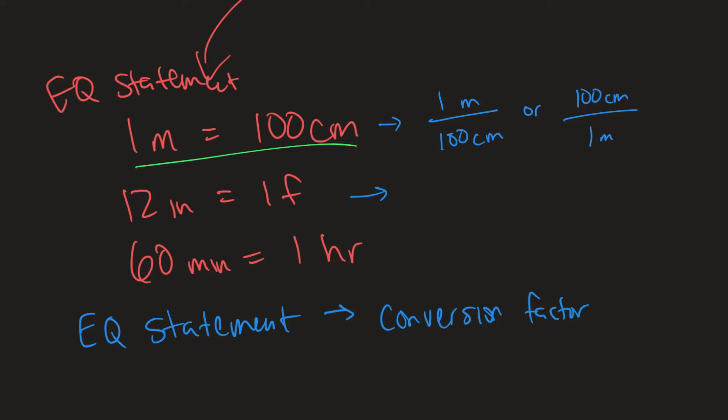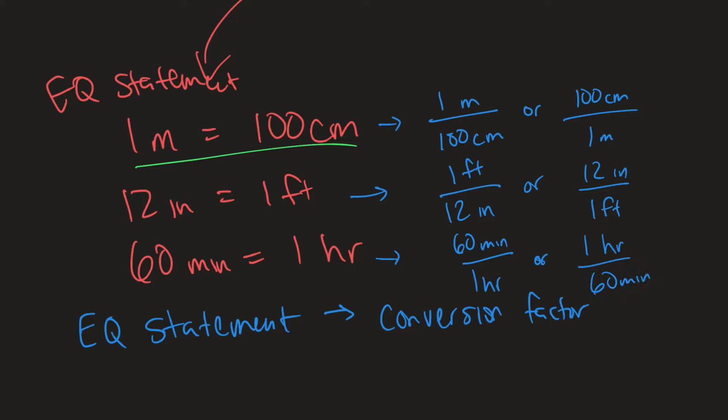Here's another example. With 12 inches in 1 foot, you could say 1 foot at the top over 12 inches, or we could say 12 inches at the top over 1 foot. So you're just making these into fractions, and for each of them you can only really make two different conversion factors. In this last example, we have 60 minutes on the top over 1 hour, or 1 hour over 60 minutes. So these are all your conversion factors, which are derived from your equivalent statement.